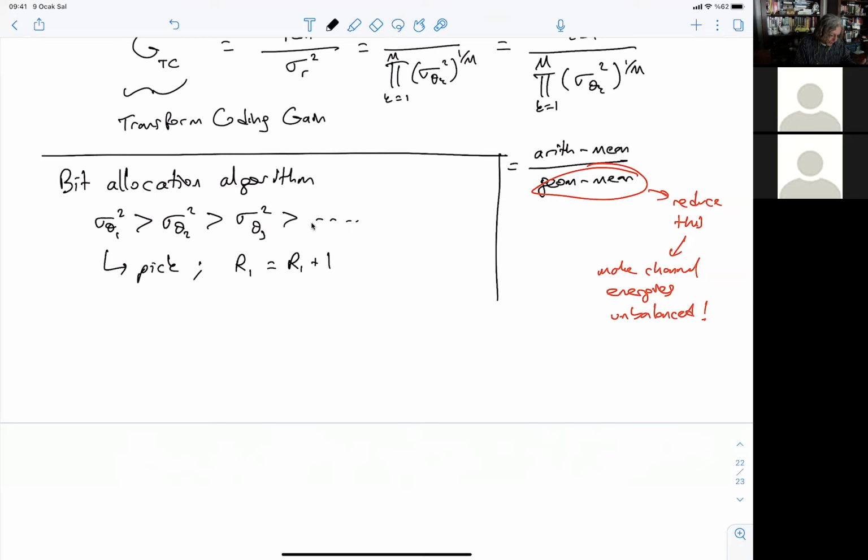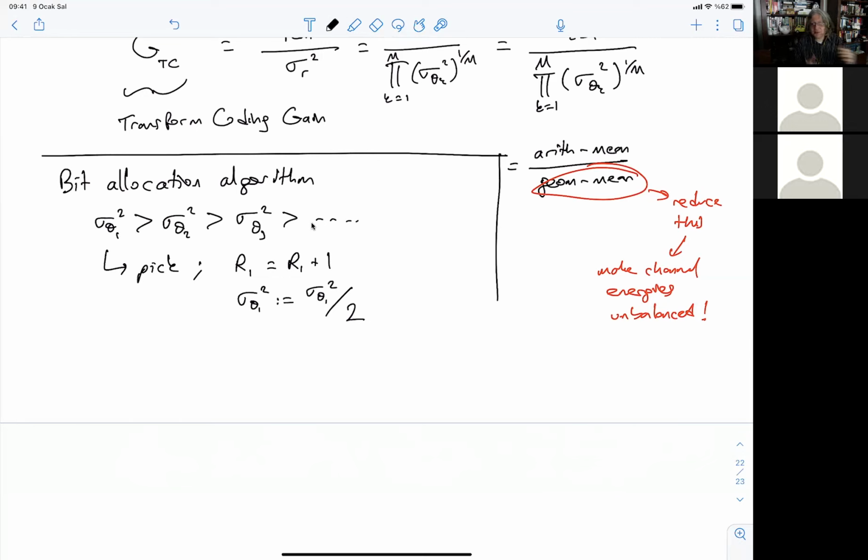So in the beginning, when you make the first sorting, R1, as well as R2 and all the others, are all equal to 0, of course, because you didn't really make any bit assignment. So you allocate 1 bit to the largest energy. And then you divide it by 2 and assign that to be its new energy. So you reduce the energy by half.